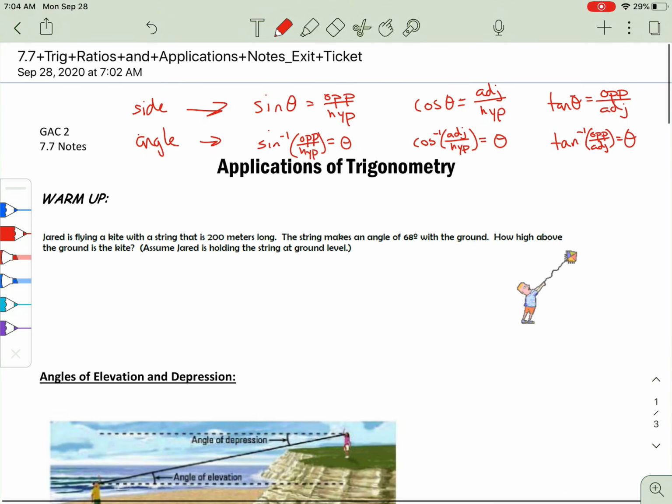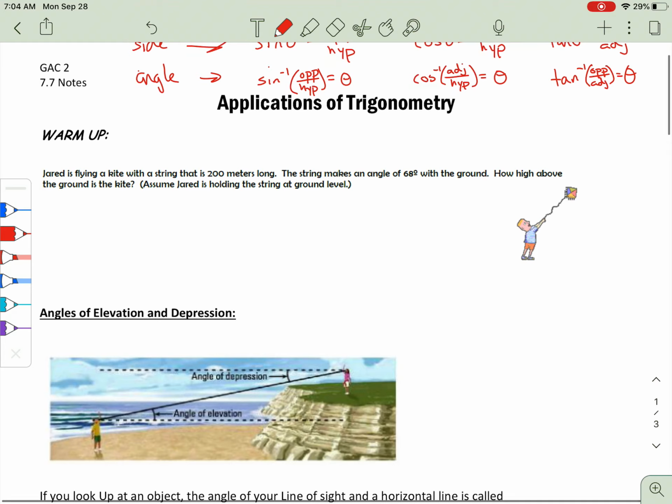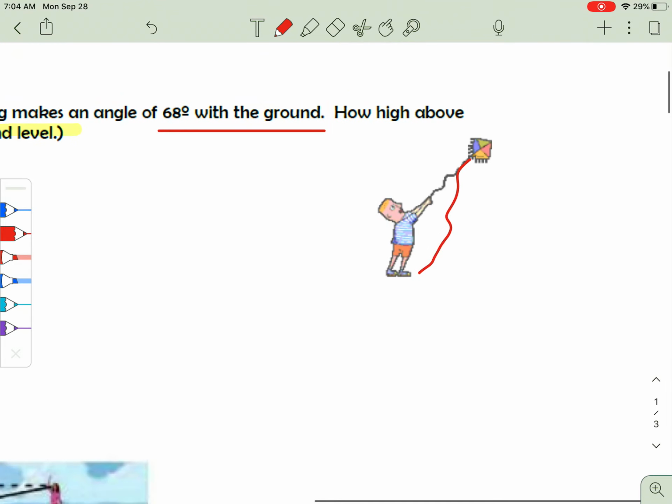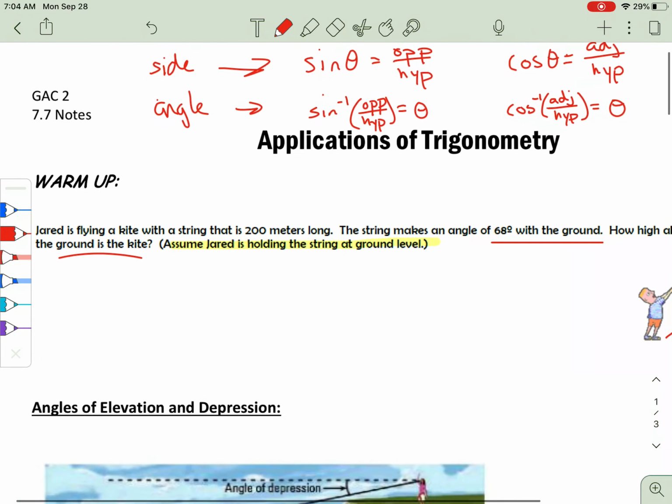Okay, all right. So we're going to go ahead through some applications, like where it might become useful to use these. The first one is here in a warm-up. It says Jared is flying a kite with a string that is 200 meters long. The string makes an angle of 68 degrees with the ground. Then how high above the ground is the kite, and this is very important here. It says assume that Jared is holding the string at ground level. So rather than in this picture where he's holding it here, we're going to say that he's actually holding it at ground level. Okay, and it's obviously going to be a lot longer, but we'll say he's holding it down with his foot. All right, so what you want to think about is there's going to be a triangle, right?